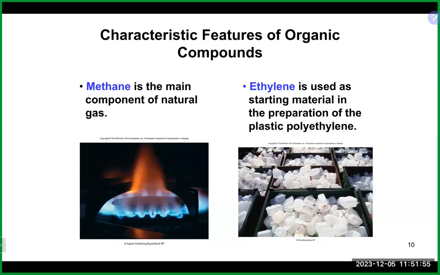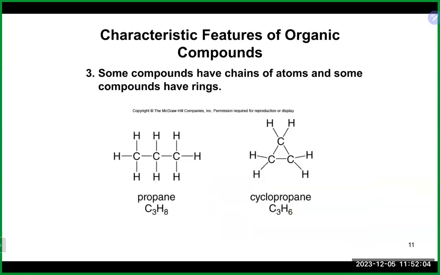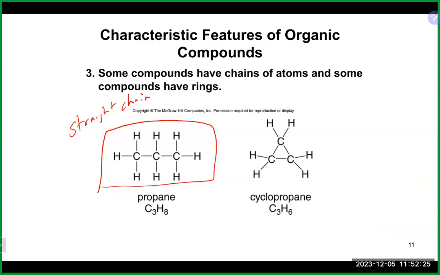Something like methane is the main component in natural gas. Ethylene is used for plastics. Some compounds have chains of atoms and some have rings. So when we look at organic molecules, there are a few situations. We can have something like this, which is sometimes referred to as a straight chain, which basically means it just runs straight across.